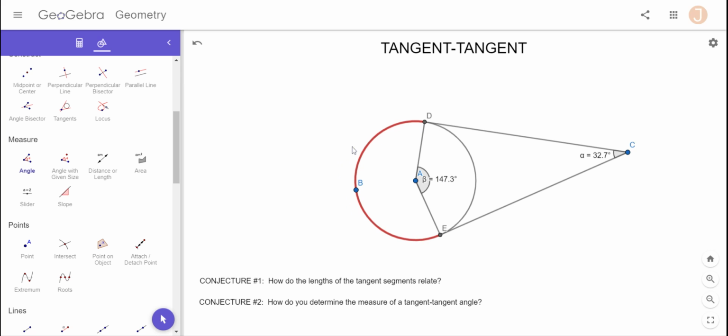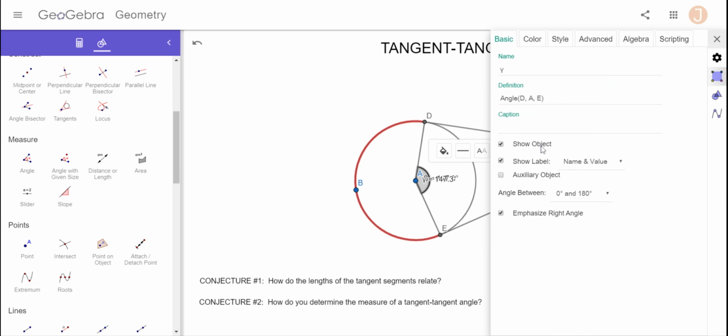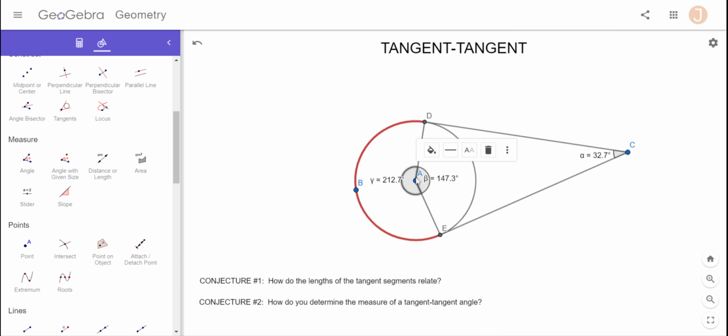However, this red arc DBE is sometimes more difficult to determine. So check out what we can do. We can go ahead and measure DAE once again. And then when we click on this guy and go into our settings, one of the options is to change it from 0 to 180 degrees to 180 and 360 degrees. And this now allows us to see the major arc's measurement as this 212.7.